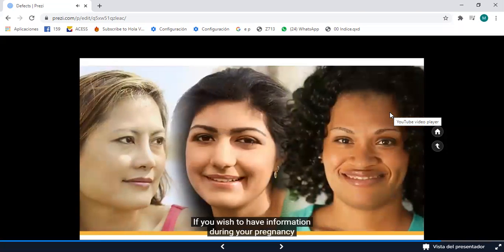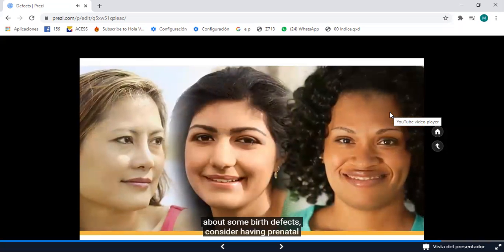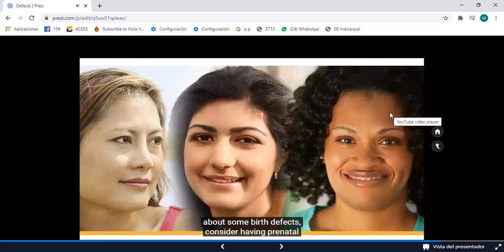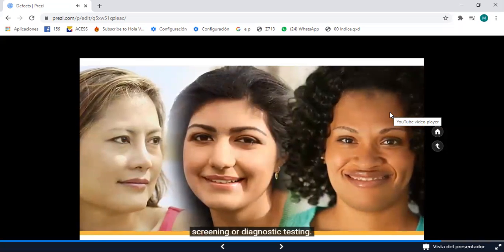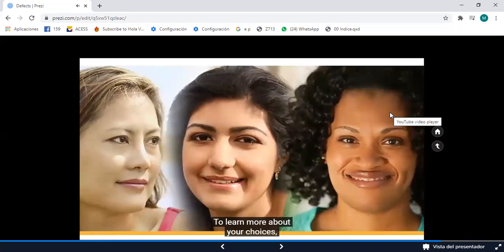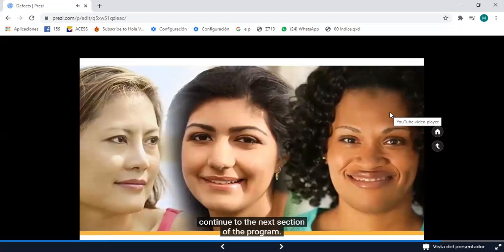If you wish to have information during your pregnancy about some birth defects, consider having prenatal screening or diagnostic testing. To learn more about your choices, continue to the next section of the program.